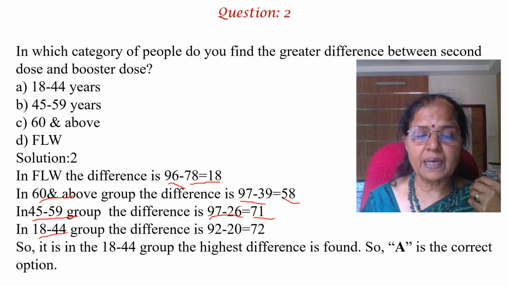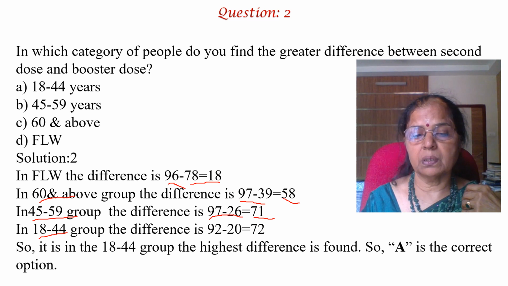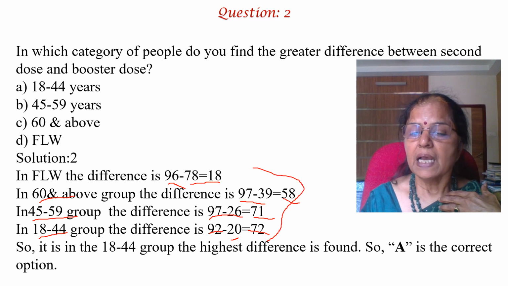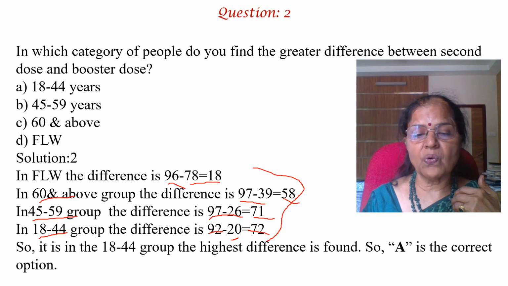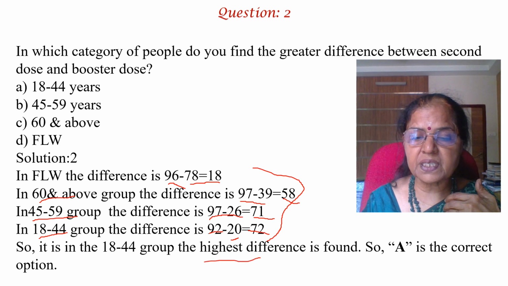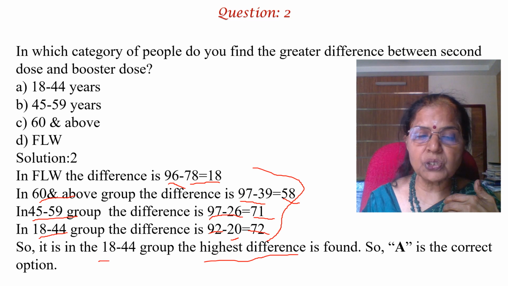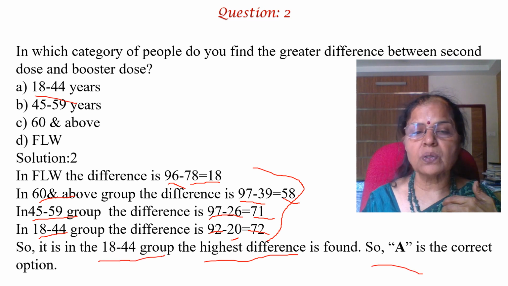And in the youngest group, 18 to 44 years, 92% have taken the second dose and only 20% have taken the booster dose. The difference is 72. Which one is the highest number? Out of all these, 18, 58, 71, 72, 72 is the highest number. So where do we find the highest difference? In the group 18 to 44, which is A. So A is the correct option.